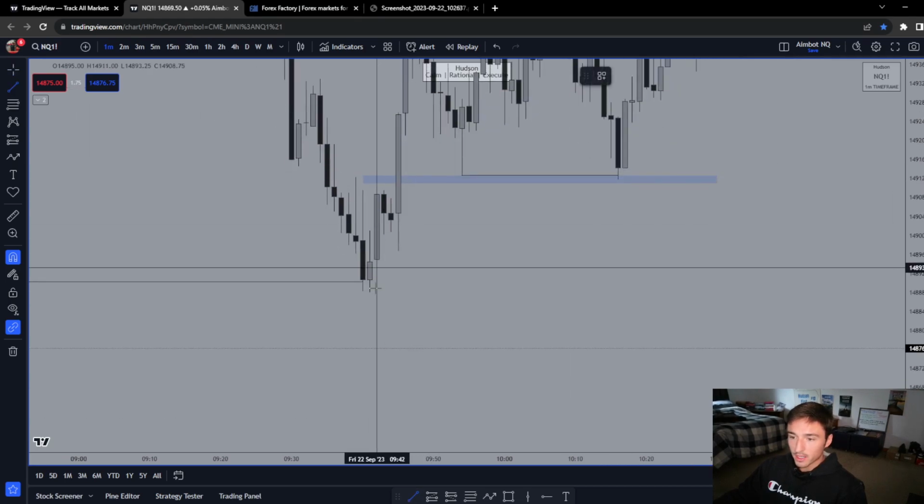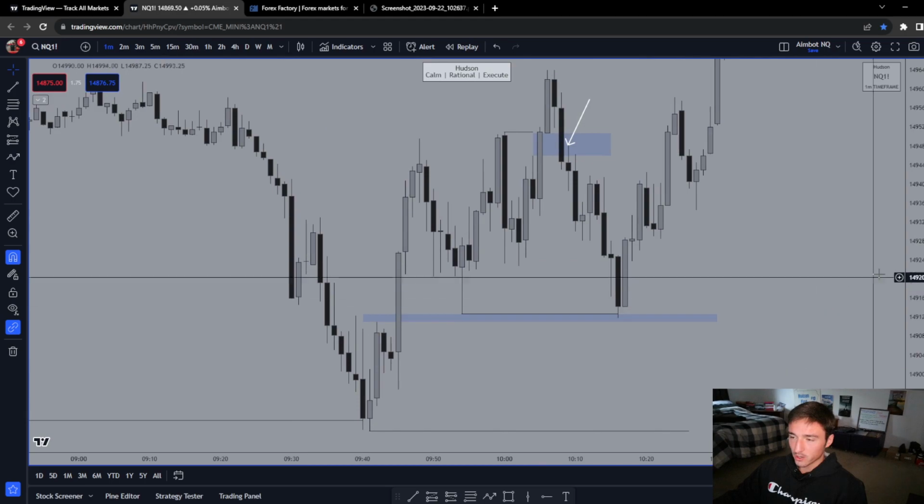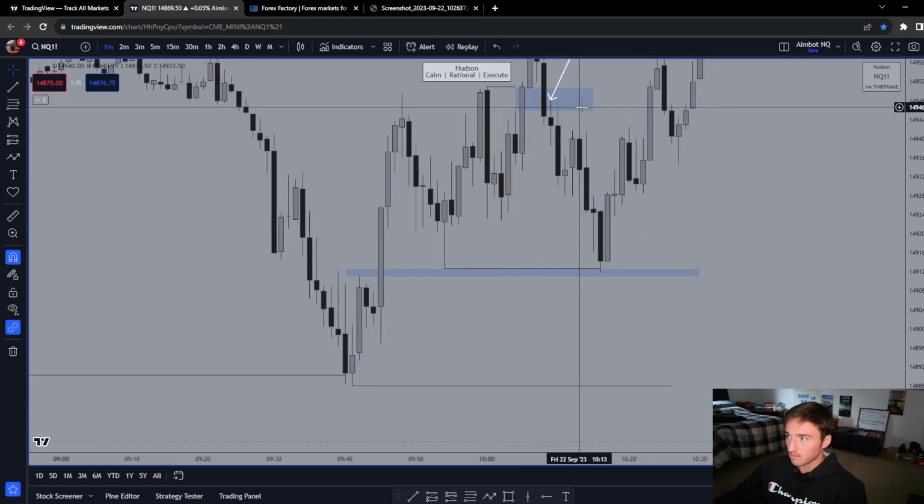Why wouldn't I target this low? Because we're trading on the 1-minute time frame. That's where so many people mess up. So many people mess up because whenever we're trading on these 1-minute charts, we're looking for an 80 point move. Is that 80? No, that's a 60 point move.